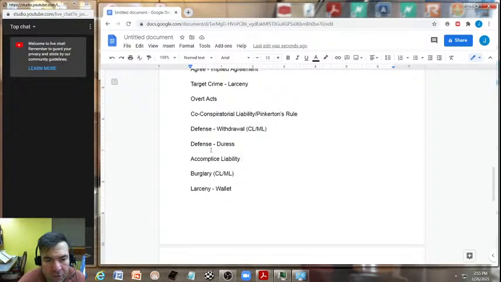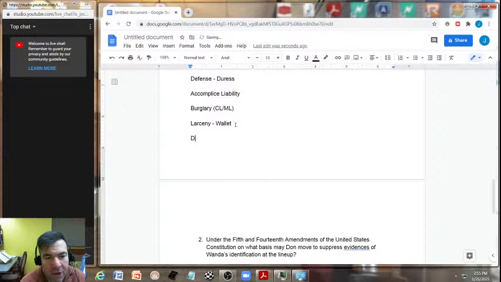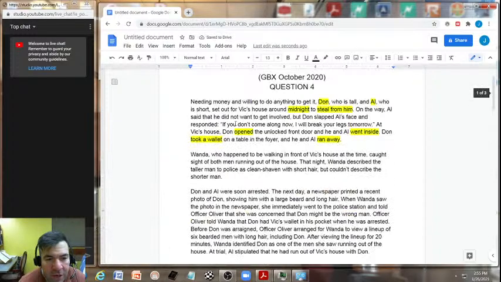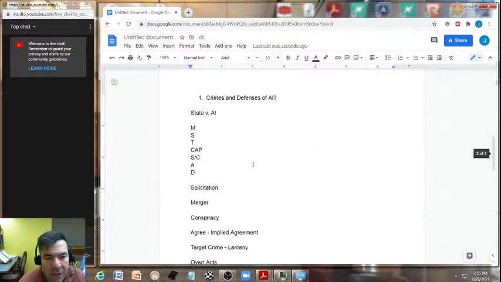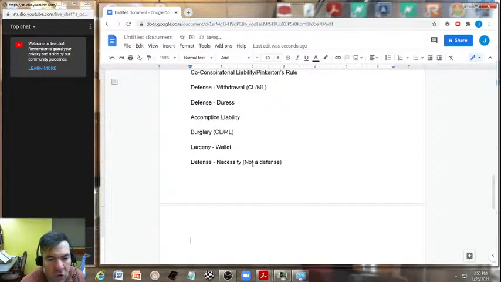Okay, so accomplice liability, the burglary, the larceny of the wallet, and then at this point we want to make sure that we throw in the defense that deals with the fact up here concerning needing money and being willing to do anything to get it. I would argue that we have the defense of necessity, financial necessity, but remember this is not a defense, so I just want to throw this out there. Not a defense. Okay, now at this point we also want to make sure to put out a conclusion, wrap all this up.